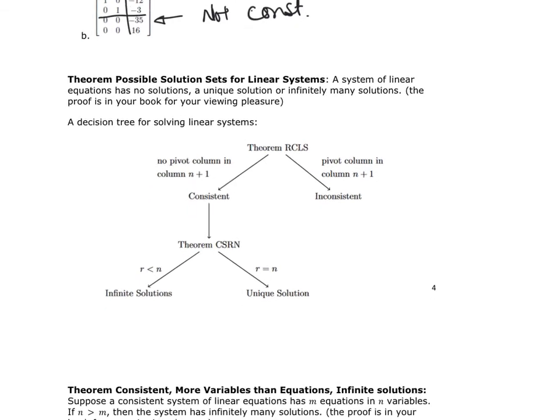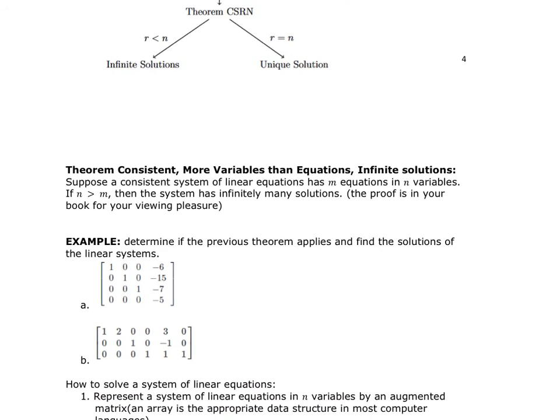So let's move on. Our next theorem is consistent, more variables than equations, and infinite solutions. What this does is it allows us to look at the system of linear equations and determine if the solution will be consistent or not without doing much work. So I'm going to take a look at my examples here. I'm going to determine if the previous theorem applies or not. The previous theorem applies to consistent systems with more variables than equations.